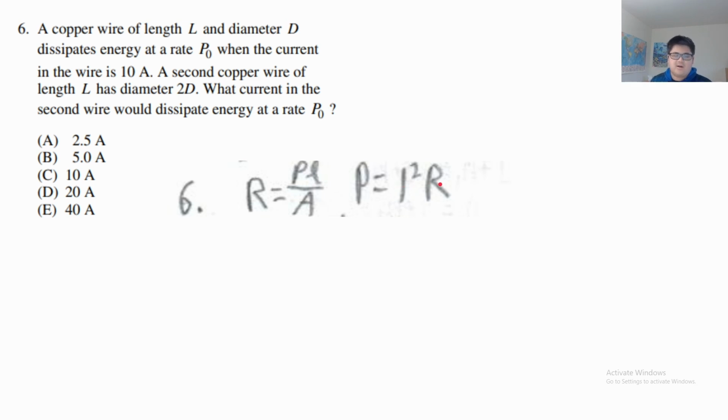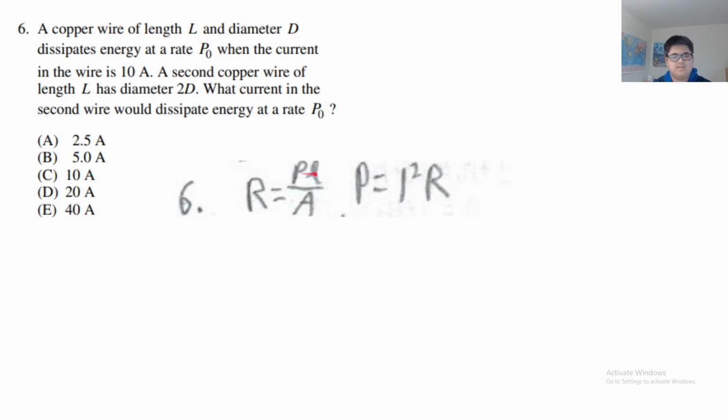And what is R? Well, R is the resistance of a wire. Now the resistance of a wire is equal to rho L over A. Now the two wires are both made of copper, so they have the same rho. Rho is just the resistivity of the material. Since they're the same material, they have the same rho. And they also have the same length.